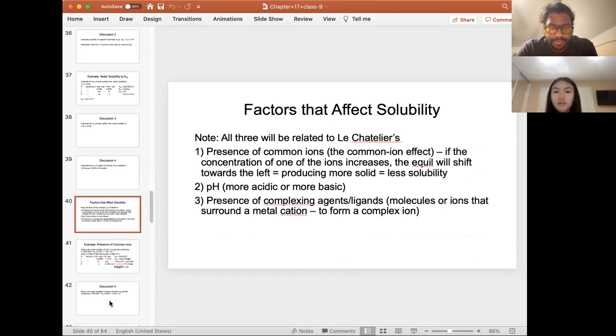All right. So yeah, factors that affect solubility. You know, common ion effect, pH, and then complexing agents or ligands. These are just things that surround a metal cation to form a complex ion. For instance, I'm going to write down nickel, so like the nickel 2+ cation. In solution, it's going to be surrounded by 6 H2O molecules.